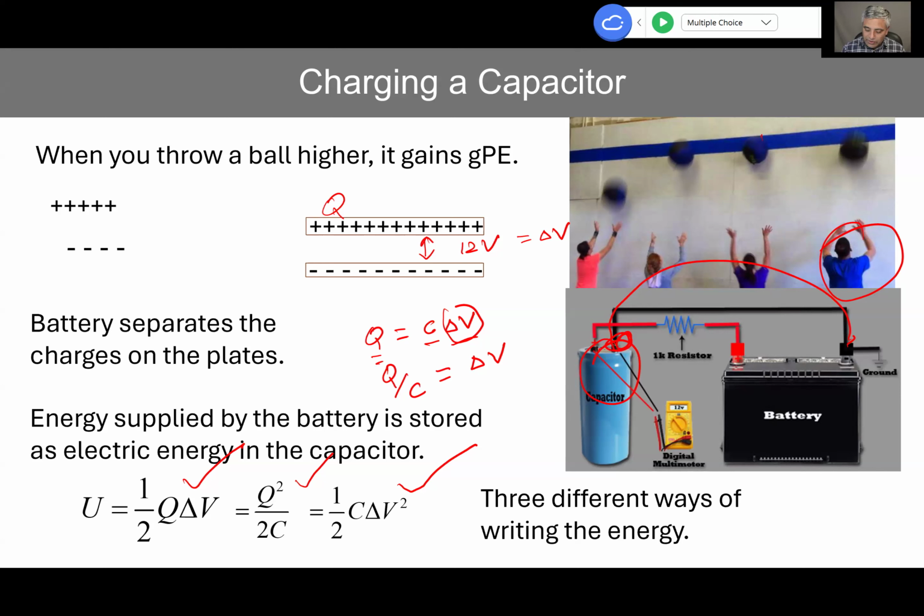At the same time, electrons from this plate are going to move to the positive terminal of the battery, leaving this one positively charged. So electrons go to one plate, and electrons leave the other plate. That's what's happening when we are charging a capacitor. Okay.